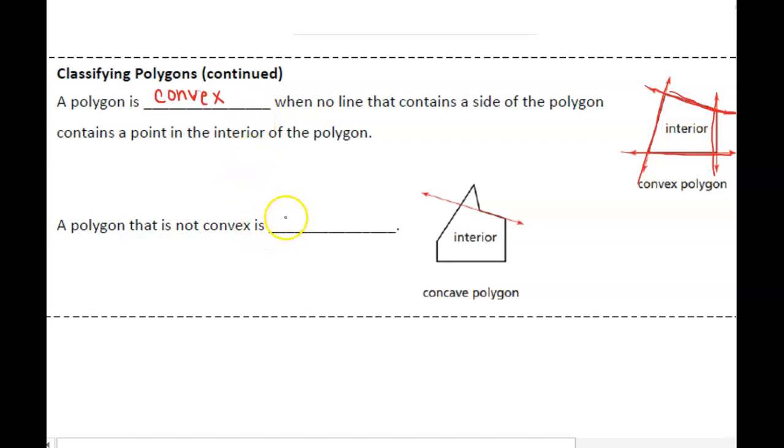A concave polygon, on the other hand, has one or more lines that you draw, so notice this segment here, if we extend it and make it a line, we go right through the middle. That would make it concave. Now the way I like to remember that is concave polygons look like one side is caving in. That's how I remember it.